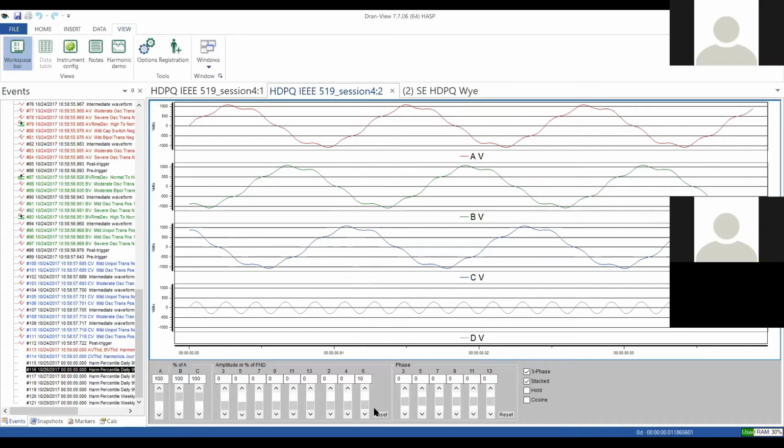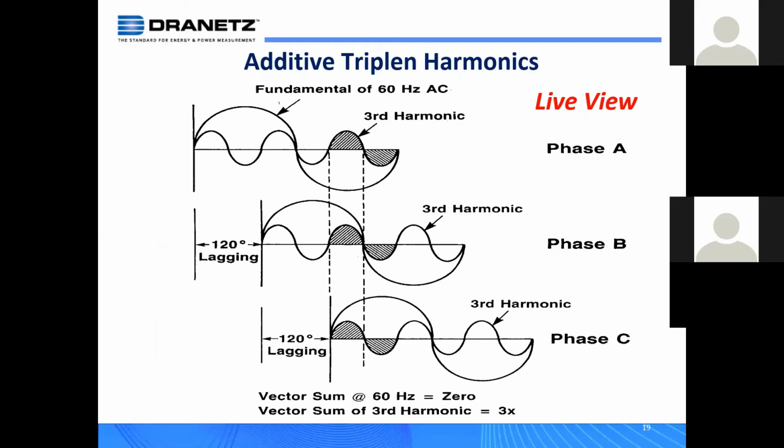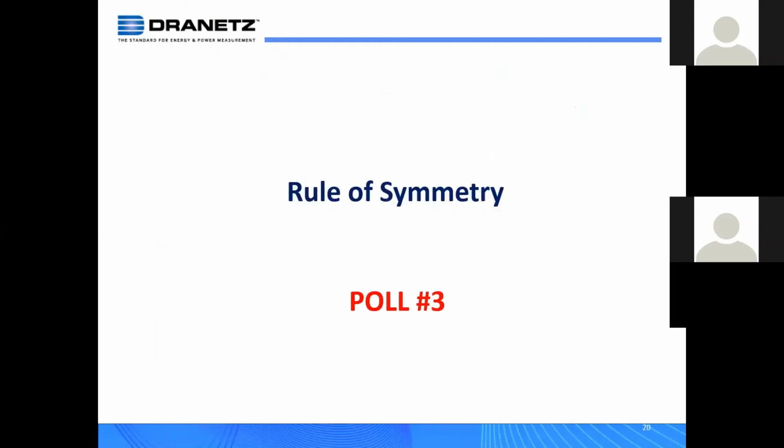So, that's kind of the triplet harmonics, and using the harmonic demo tool in DranView is a very good education tool for that. So let me go back to sharing our presentation. Okay, and I see our screen changed. So the rule of symmetry, and this kind of goes to the even harmonics.